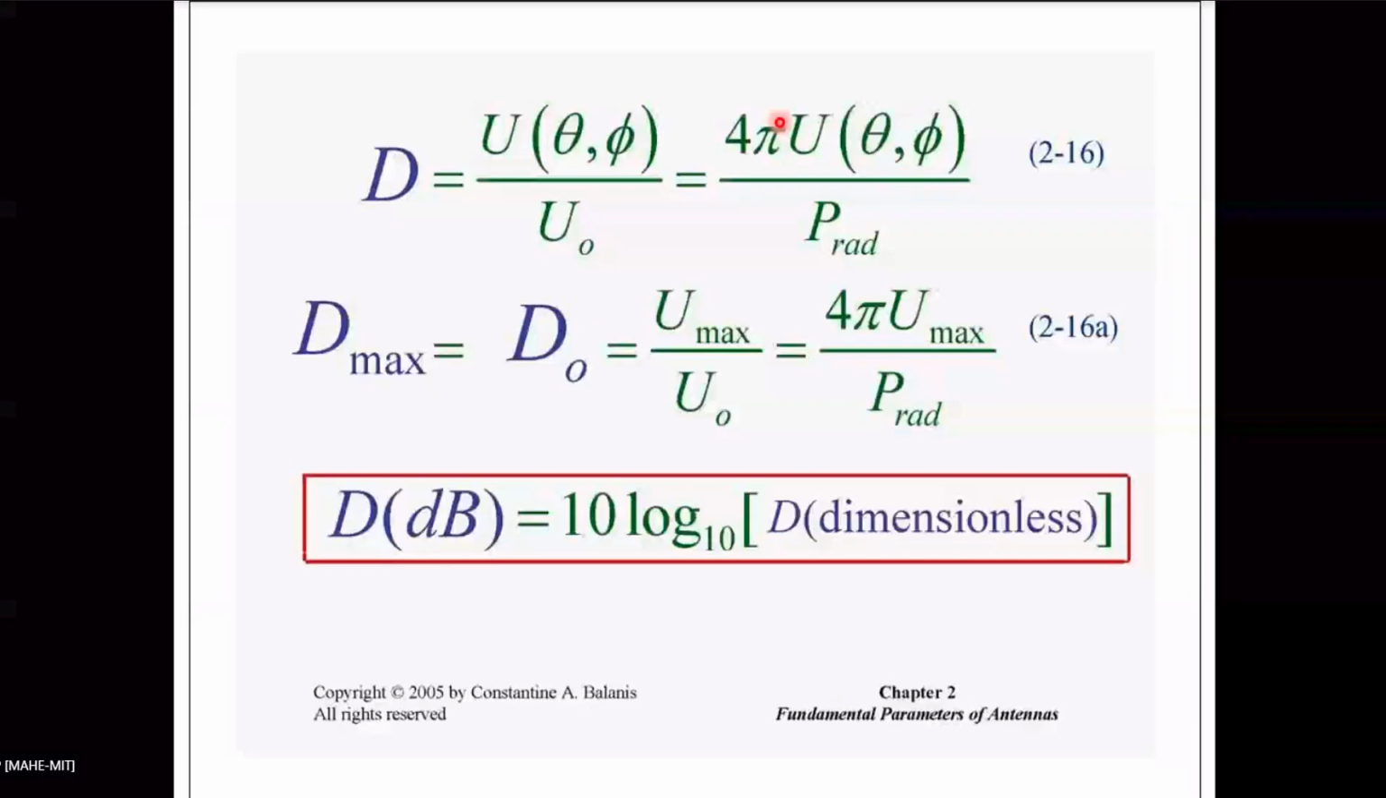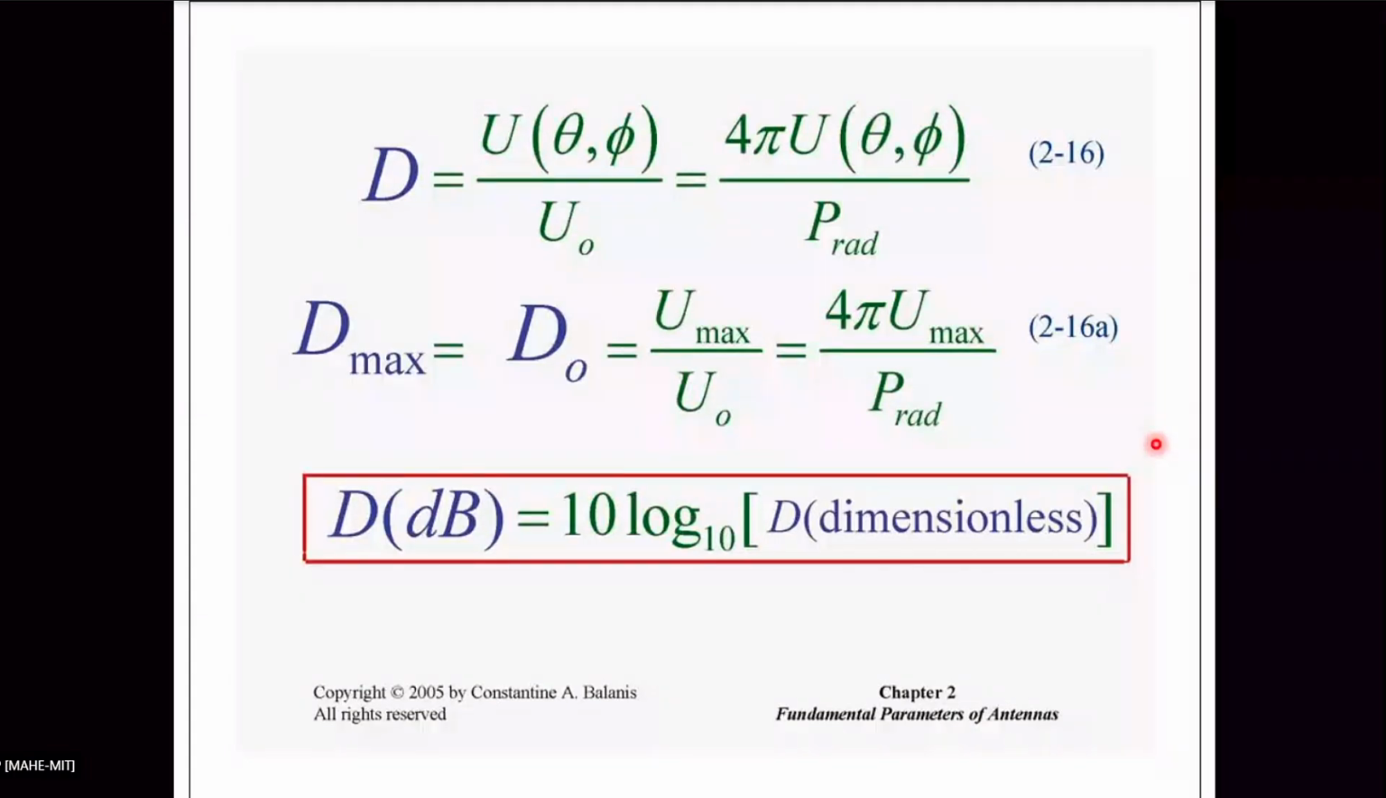Averaged over all directions. So this is radiation intensity averaged over all directions. The average radiation intensity is equal to the total power radiated by the antenna divided by 4 pi.